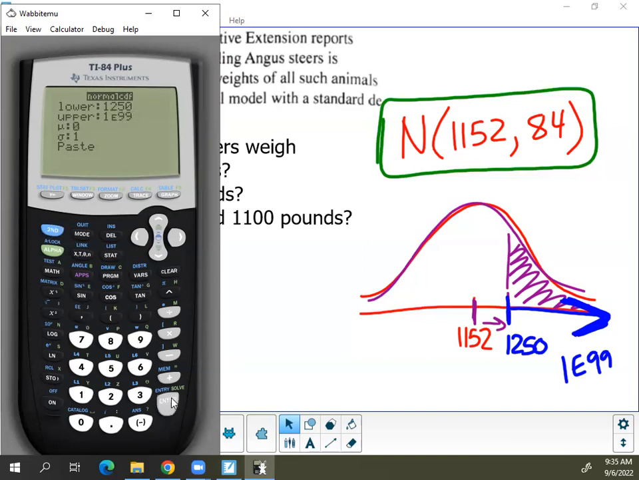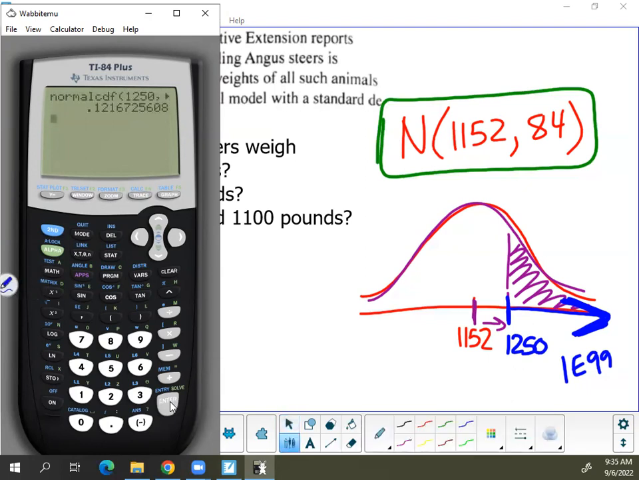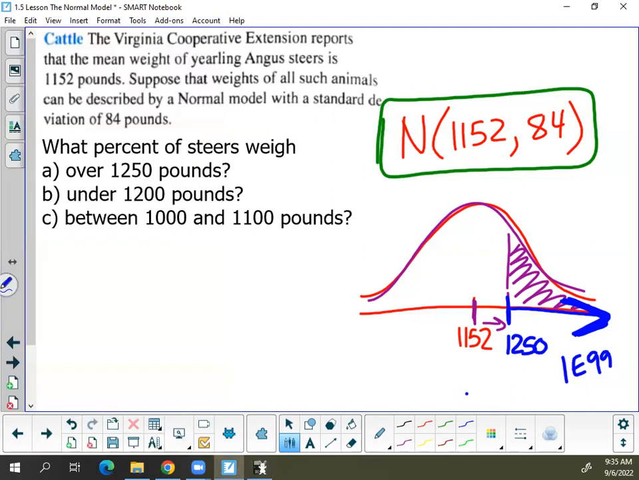And then I'm going to tell the calculator what my mean and standard deviation are. And it's going to give me a decimal, which we can convert to a percentage if we want, which is 12.17. We can expect approximately 12.17% of these steers to have a weight over 1,250.